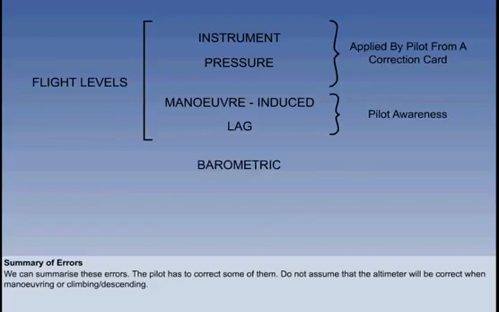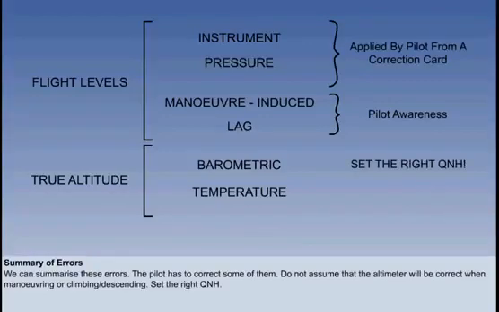The next two are barometric error and temperature error. These are applicable if we wish to obtain true altitude from our altimeter. To avoid barometric error, set the right QNH and keep it up to date. And if temperature errors are significant enough to correct, this can be done by using a navigation computer, the formula, or tables.